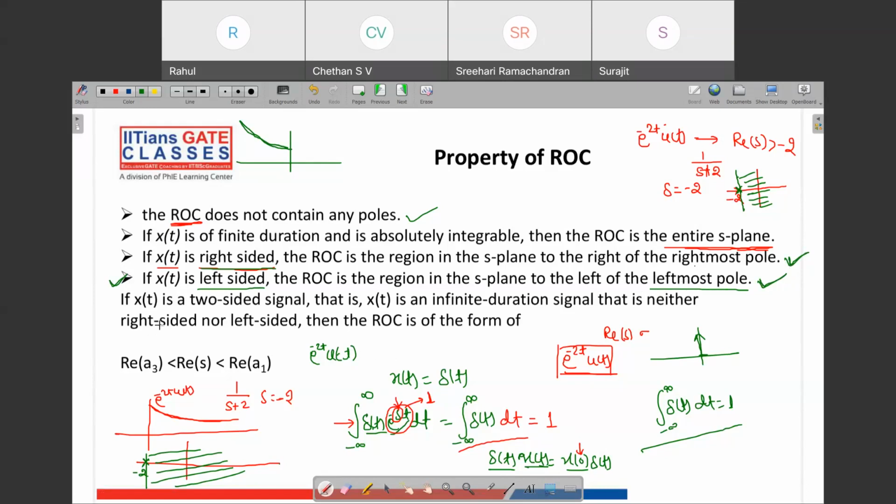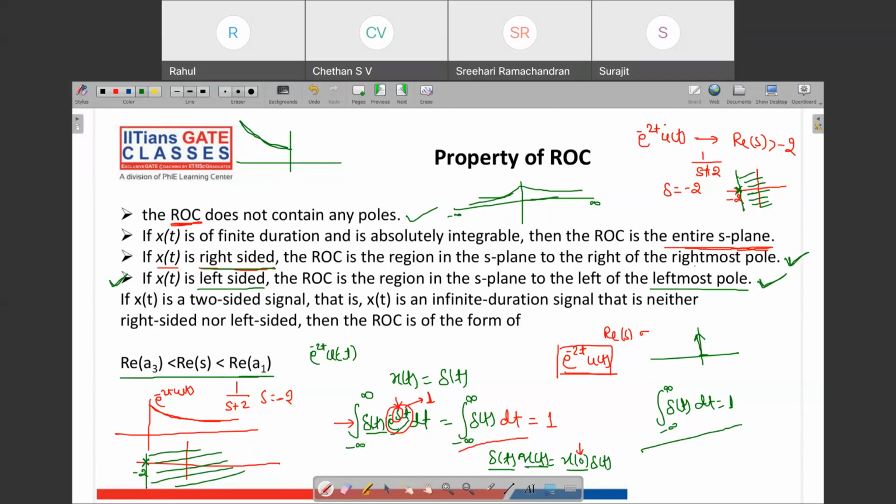When the signal is two-sided, that means, let's say we have a signal which is going on both sides. Or we can say the signal is an infinite duration signal. It is going all the way from minus infinity till infinity. In that case, the ROC will not be left-sided or right-sided. In that case, the ROC will simply be kind of like this.